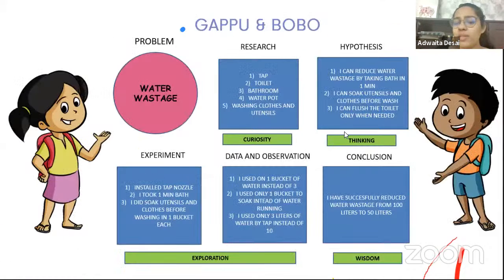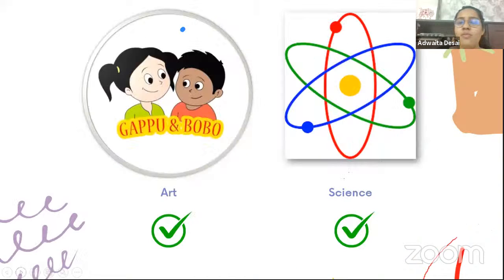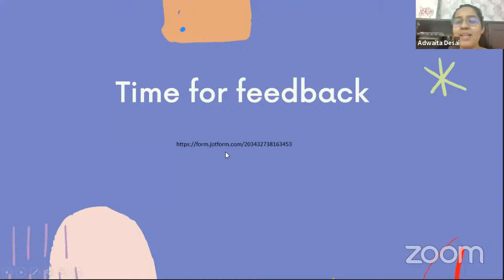Curiosity, wisdom, thinking and exploration. Jigyasa, soch, khoj, pragya. Is it clear? Yes. We have hereby finished our science class as well. It's time for everybody's feedback.